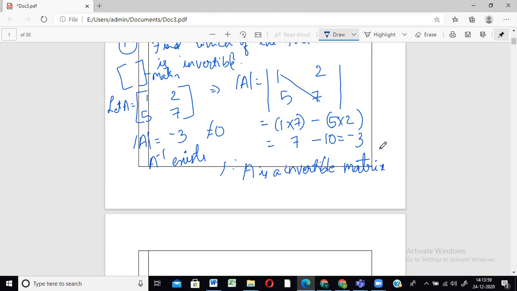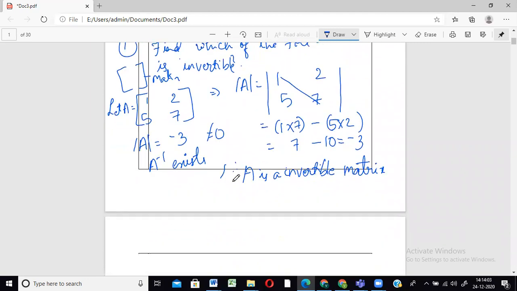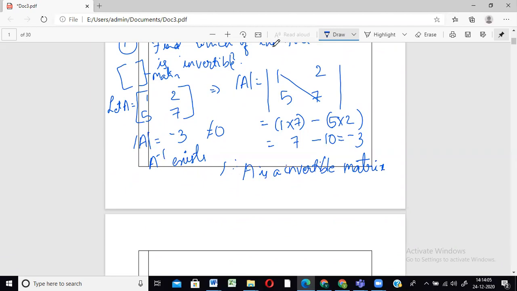That is what they had asked us to find, correct? Whether it is invertible or not. So we have seen that its determinant value is not equal to 0. We have to write that, right? Yes, as I have written over here, it is not equal to 0. Therefore, it is an invertible matrix, which you're supposed to write. If we don't write, then it will be a problem. Okay, so let us take another example.